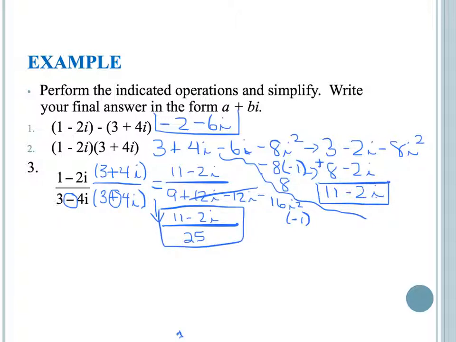So I have managed to go from a problem that had a negative square root in the bottom, that's what the i is telling us, to a problem that has a number of 25, no square roots anywhere. I have a square root in the numerator, but that's allowed. And we're done.